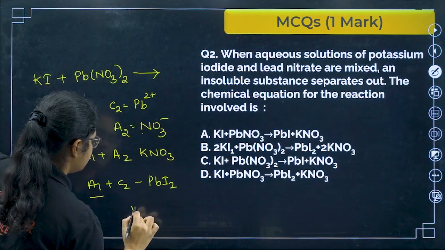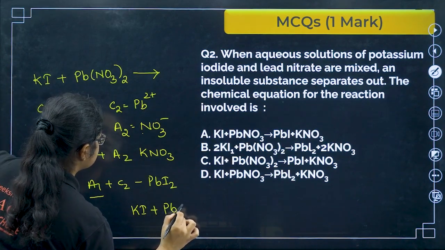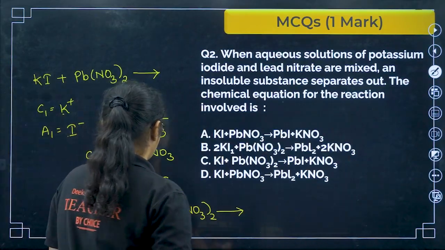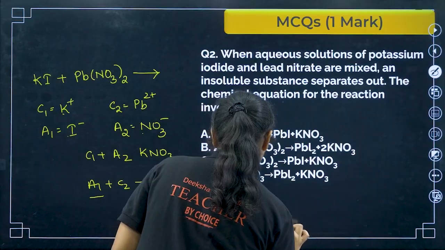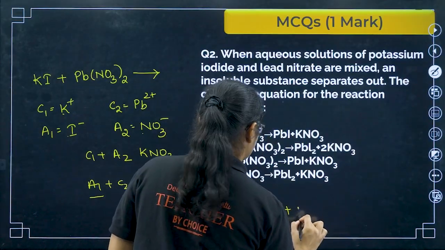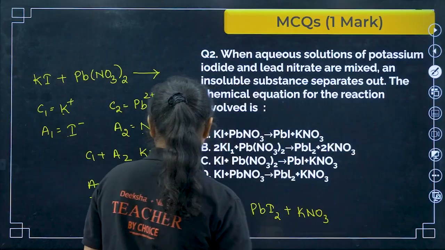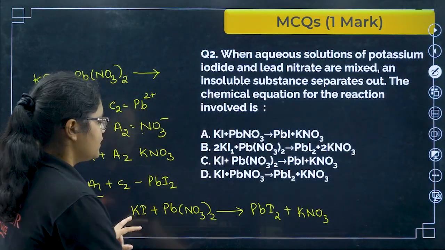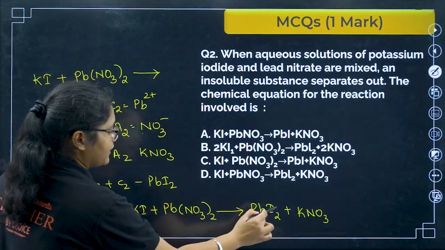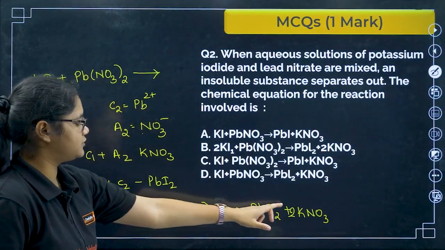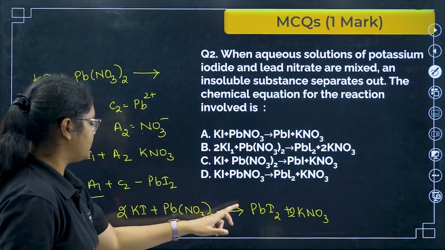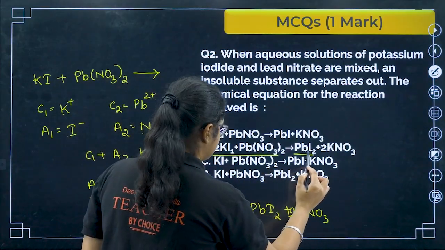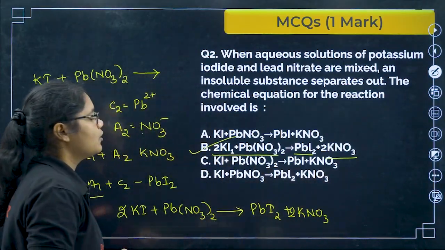So what is the final reaction? KI plus Pb(NO3)2 gives PbI2 plus KNO3. Now we will balance this reaction. I have I2 on one side, so I'll make KI 2, and I'll make KNO3 2. Is the reaction now balanced? 2 potassium, 2 potassium, 2 iodine, 2 iodine, 1 lead, 2 nitrate, 2 nitrate. So I'll get 2KI plus Pb(NO3)2 gives PbI2 plus 2KNO3, that is option number B here.